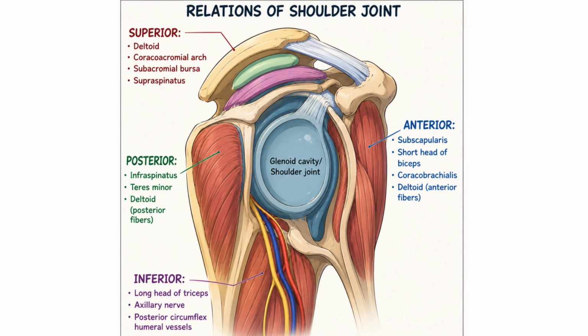So you have to know that deltoid is a huge muscle. It has anterior fibers and posterior fibers. So anterior fibers are also related anteriorly and posterior fibers related posteriorly. Inferiorly, you have long head of triceps, axillary nerve, posterior circumflex humeral vessel.